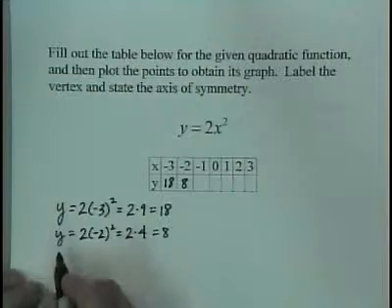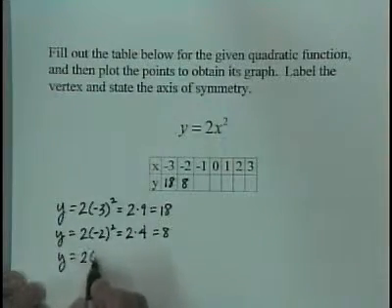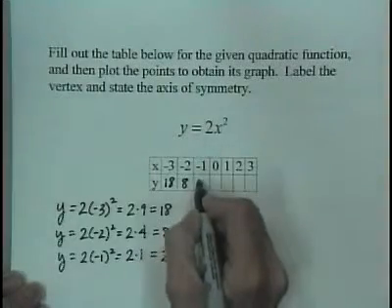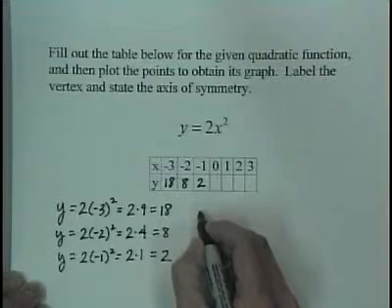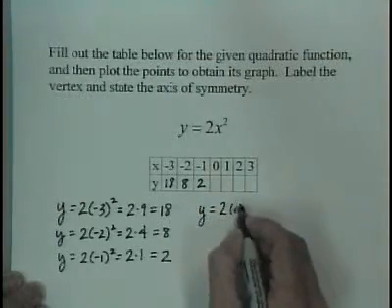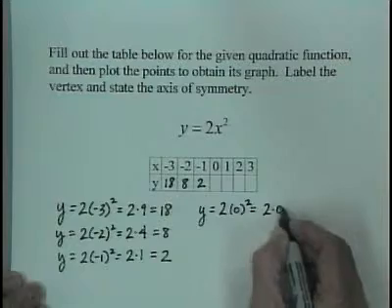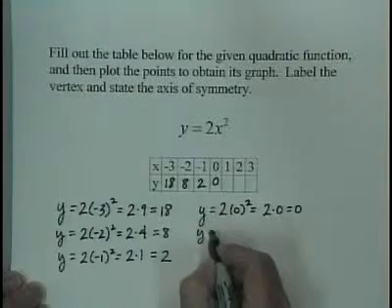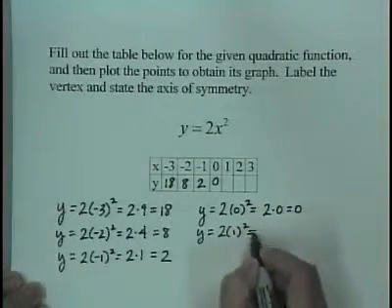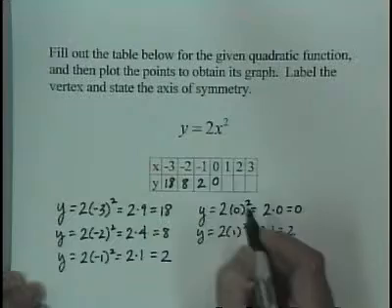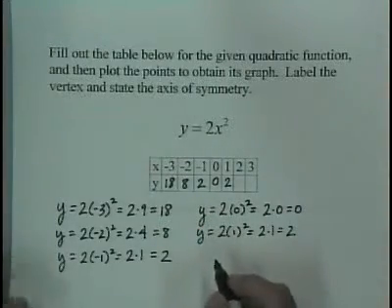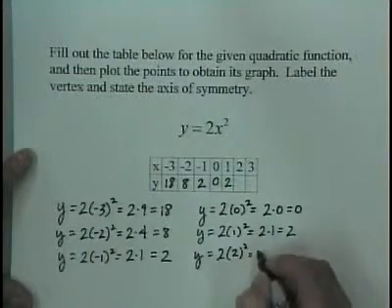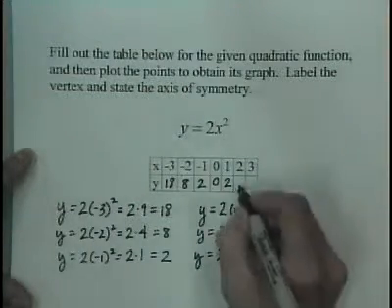For -1, I need to find 2 times -1 squared, which is 2 times 1, or 2. For 0, putting 0 for x, 2 times 0 squared is 2 times 0, which is 0. For 1, I need to find 2 times 1 squared, or 2 times 1, which is 2. For 2, I need to find 2 times 2 squared, which is 2 times 4, or 8.